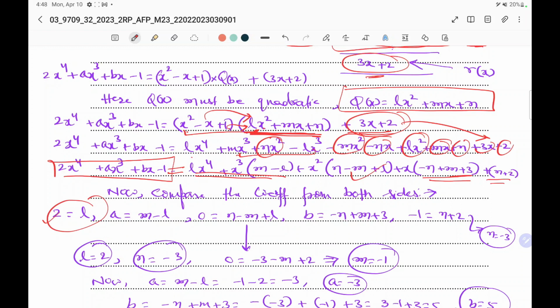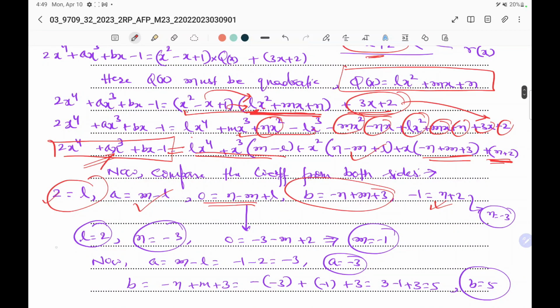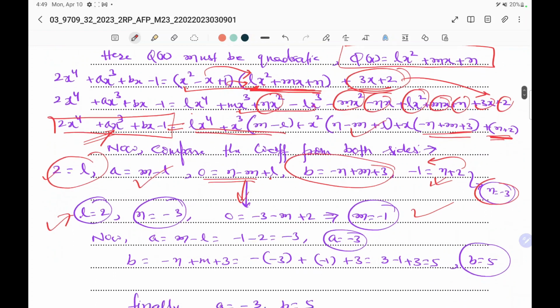m minus l will be a, and the x squared coefficient is n minus m plus l. There is no x squared term over here, right? So the x squared coefficient is 0, which is this. The x coefficient is minus n plus m plus 3, and the x coefficient is b. So we got this result, and the constant n plus 2 equals the constant minus 1. So we got this. Now l is 2 already. Next, n we can get. Taking 2 to the left side, n is minus 3. Now put n and l to get the m value. So m will be minus 1, you can check.